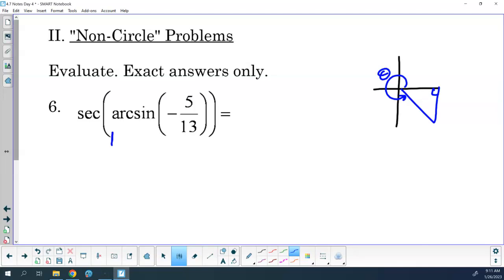So this arc sine aspect right here, that's going to give me an angle. Inverse trig functions find angles. So that one's going to find me an angle. Well, I know arc sine is opposite over hypotenuse because sine is opposite over hypotenuse. Our old pal SOHCAHTOA.